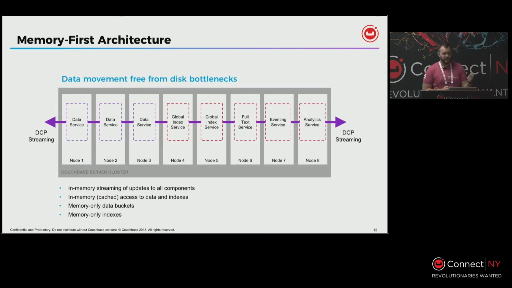And this memory-first architecture is what powers everything with Couchbase in terms of all the other services that we're going to look at. As mutations happen to the data service, they flow freely amongst all of the other services in Couchbase, right? Global secondary indexes, full text search, analytics, eventing. That mutation, whether it was an insert, an update, or delete, is flowing through all of these other services asynchronously.